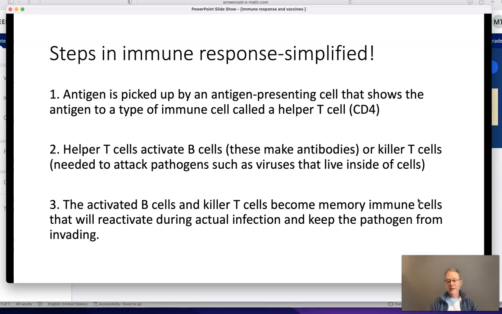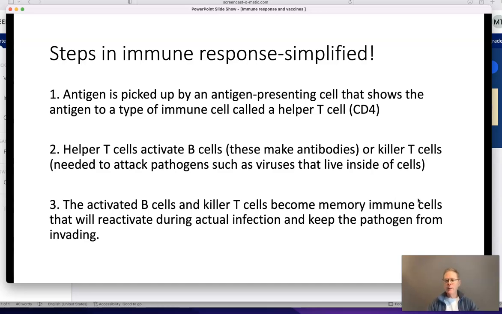Pathogen enters the body, right? It has antigens, once again, on the surface. That antigen is picked up by an antigen-presenting cell that shows the antigen to a type of immune cell called a helper T cell, CD4 cells. Helper T cells activate B cells, which make antibodies, or killer T cells that attack the pathogen. The activated B cells and killer T cells become memory immune cells that will reactivate during actual infection and keep the pathogen from invading.